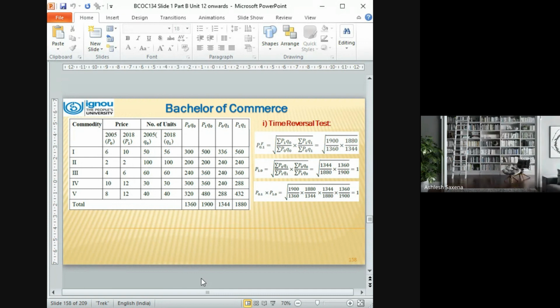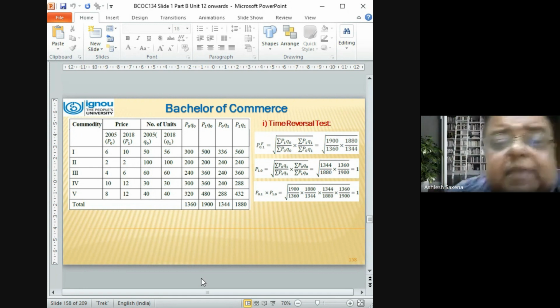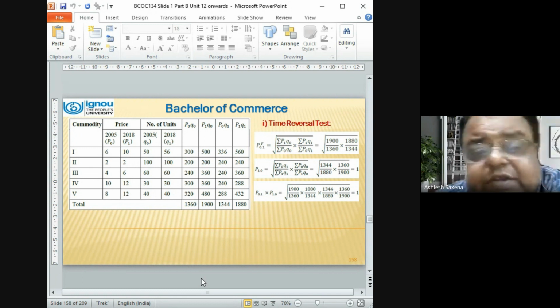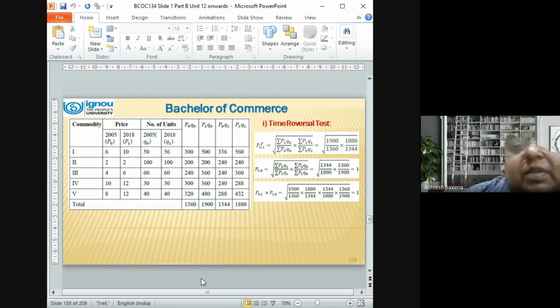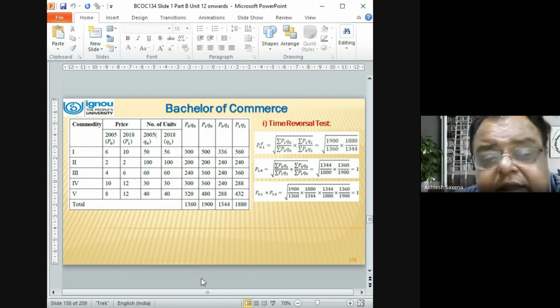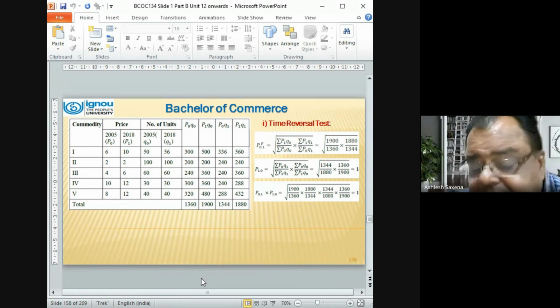Now, on the right side of your screen, you can see there are two relations. Basically, P01 Fisher formula is there. Put up the values, and for P10, again the formula is there. Put up the values. And now bring all these because you have to multiply both P01 and P10. You will get answer as 1 because everything will be cancelled.